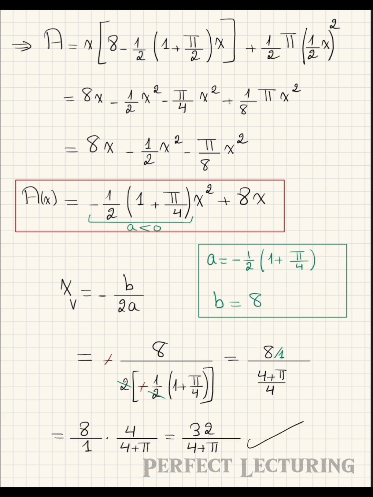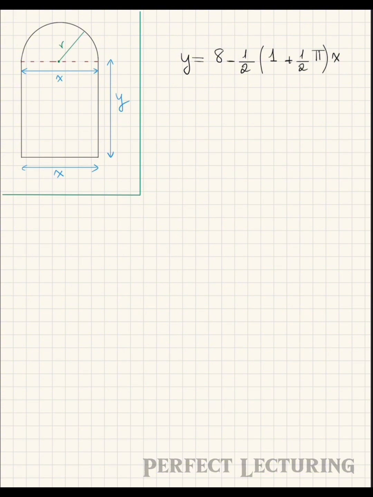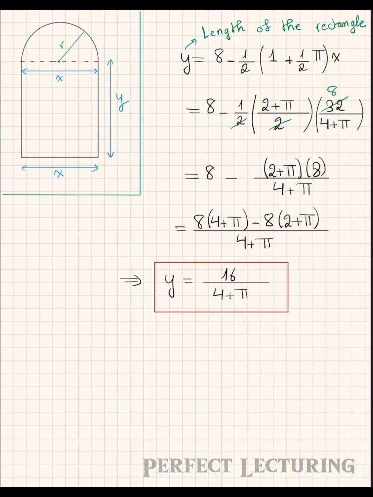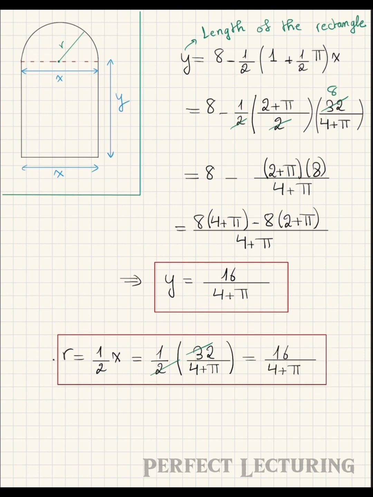And we've got our x. So we can find the length and the width of the rectangle and the radius of the semicircle. Now y is equal to this expression, and this is the length of the rectangle. We replace x by the value that we just found, and this is what we get. Let us simplify the 32 with 4, which is 2 times 2. We are left with 8 here. We get this, and now we find a common denominator, and that's the value of y. What about the radius? Well, it is equal to half x, and this is 16 over 4 plus pi as well. And this is part A.